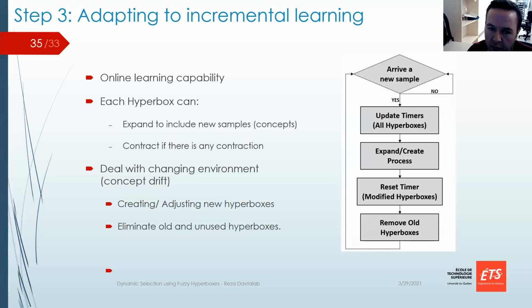In the third step, we are going to provide a dynamic selection method with incremental learning capability for processing stream data in a changing environment. To address common problems in a changing environment, there must be two major capabilities in the proposed framework. First, the ability to add new hyperboxes without changing the previous hyperboxes, and second, the possibility of removing hyperboxes that are not compatible with the new concepts. Due to the independent structure of hyperboxes, it's possible to add new hyperboxes without any problem. But as you can see in this flowchart, we'll use a timing mechanism to remove the hyperboxes that are not compatible with the new concept.